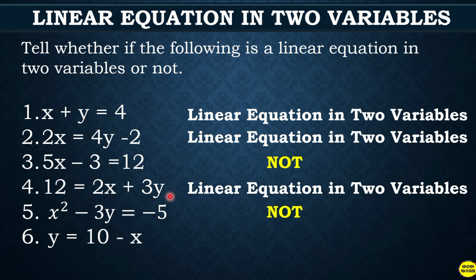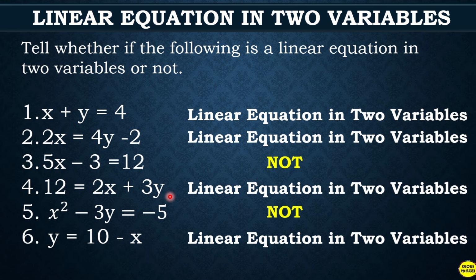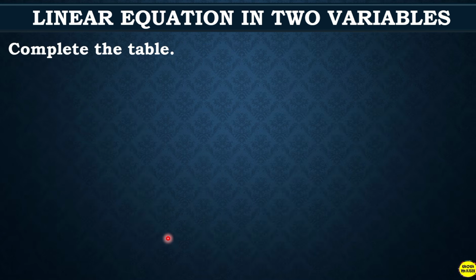And the last, y is equal to 10 minus x. Is this a linear equation in two variables? Yes, this is a linear equation in two variables because we have two variables and the highest degree is 1. Okay, let's proceed. Let's complete the table.